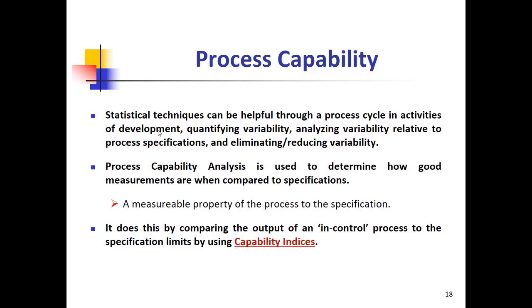Now, in general, the statistical techniques and measurements that we have done so far are really good. They help us develop the process, detect the variability we have, quantify and analyze the variability, and once we know how the process is varying, we can take some action to eliminate and reduce the variability. So this is the first thing.